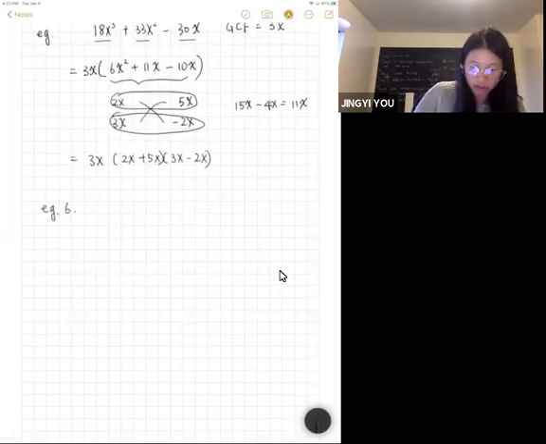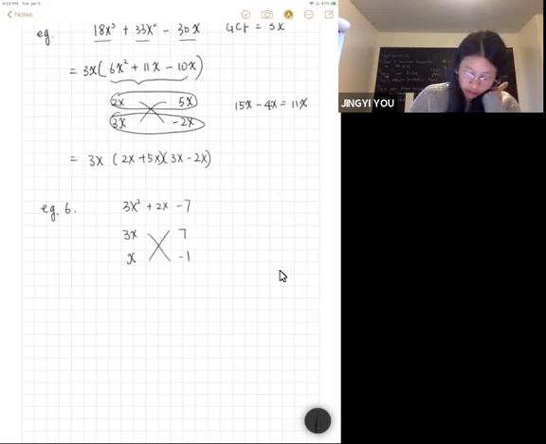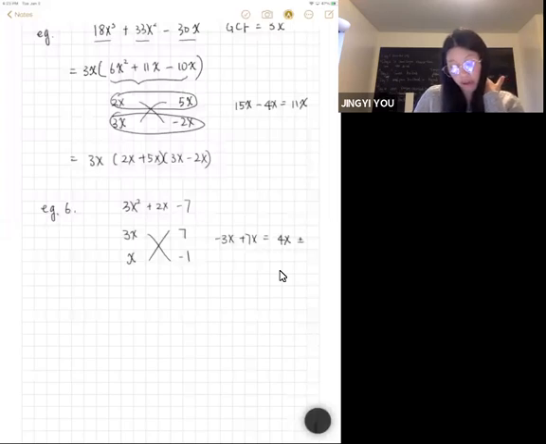And then let's do another example. We have 3x squared plus 2x minus 7. Okay, so it's 3x and x, 3 and 1, right? You don't have another choice, or 1 times 3. And then for 7, since this is a negative, you only have the big number to be a positive, the small number to be a negative. So when you cross multiply, you will have negative 3x plus 7x, which is a positive 4x, not positive 2x.